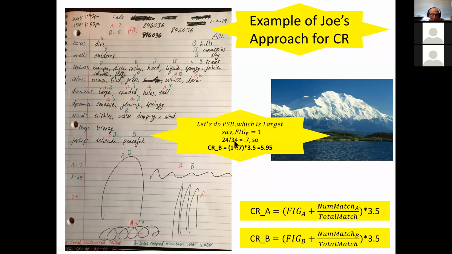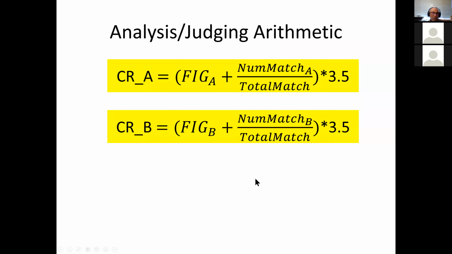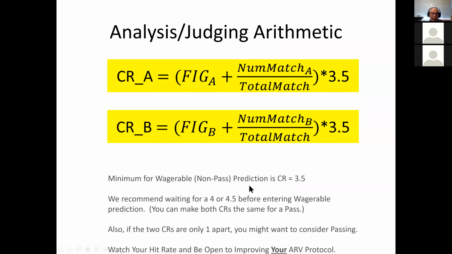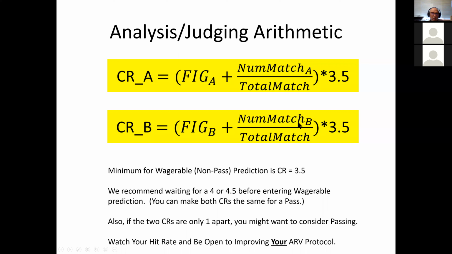So the ratio 24 to 34 was 0.7. The fig is 1.7. So this is a 5.95. So I would have given her a 6. She gave herself a 5. Okay, so that's the formula, and it's arithmetic. Minimum is 3.5 to be wagerable.